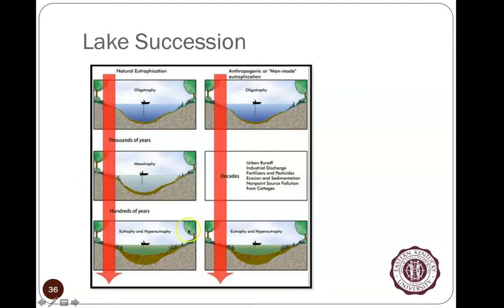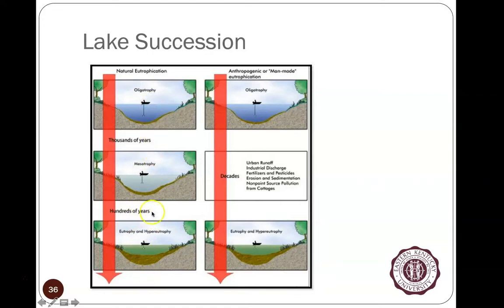And if we don't do anything, once we hit the mesotrophic level, it speeds up. It's kind of like the coronavirus. It's on an exponential curve. So it takes a long time to get started, but once it gets started, we go from thousands of years to now it takes hundreds of years to go from mesotrophic to eutrophic and hypereutrophic.